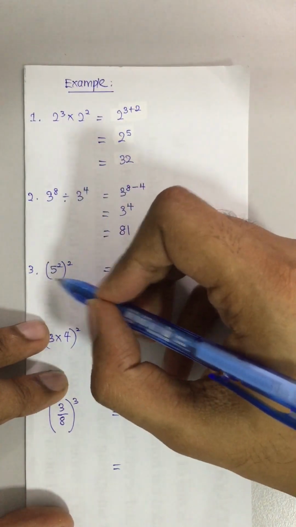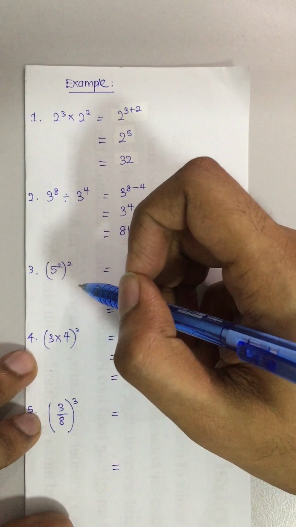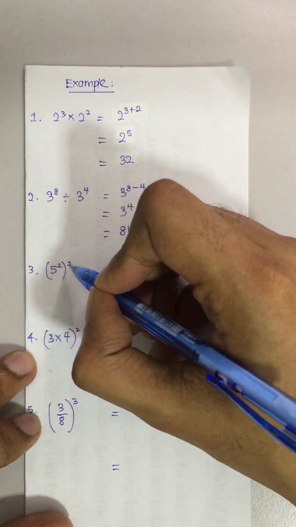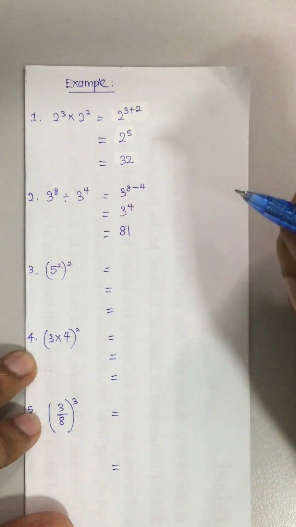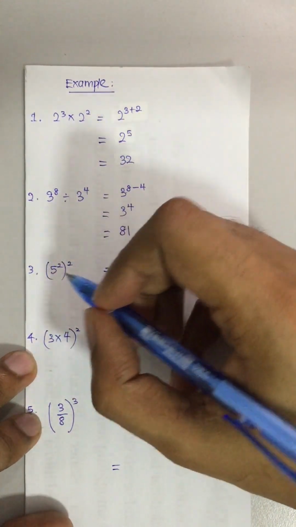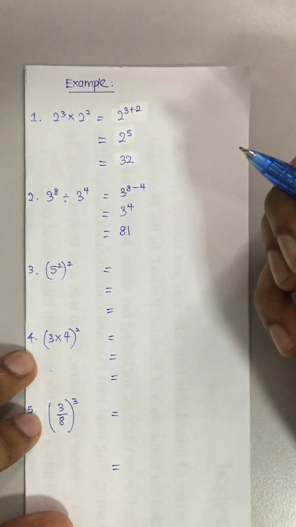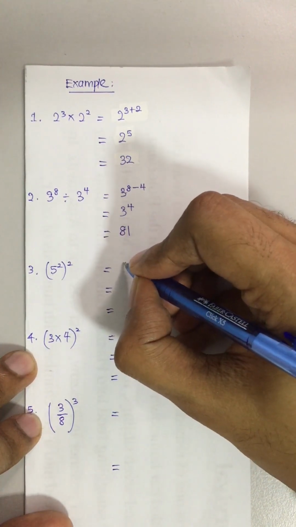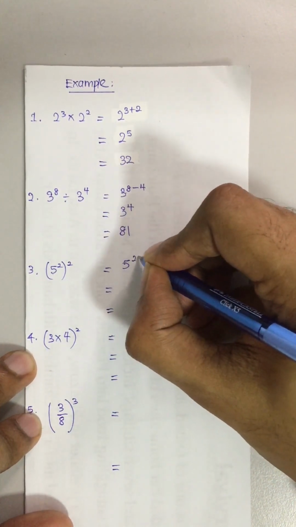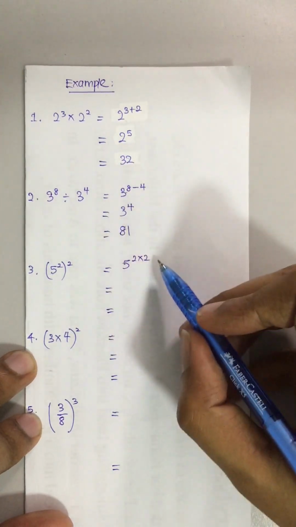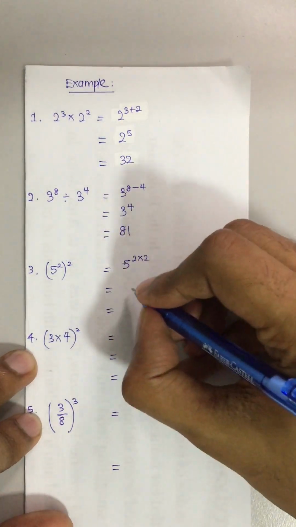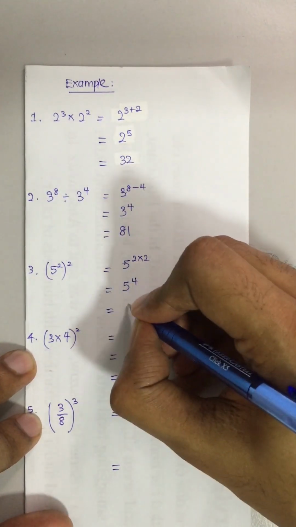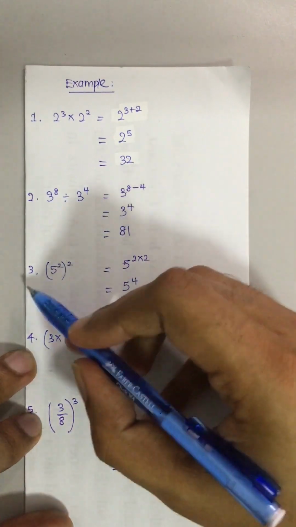Let us move on to example number 3, the third law of indices. You have the base with a power, and in a bracket you have another power raised. How are we going to do this? In this case, the powers we just have to multiply them. Let me show you the working. 5 to the power of 2, you just have to times with 2. 2 times 2 you get is 4. So 5 to the power of 4, you calculate this, and you should get your answer is 625. We're done with example 3.